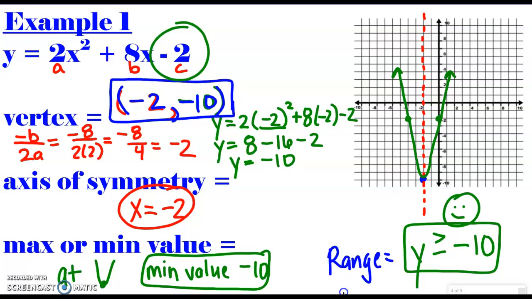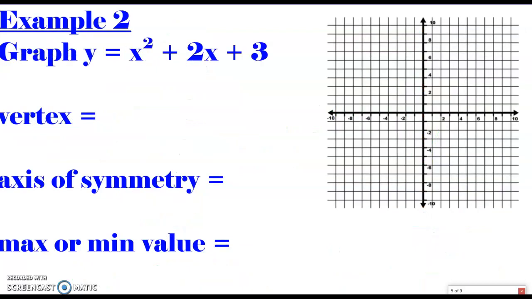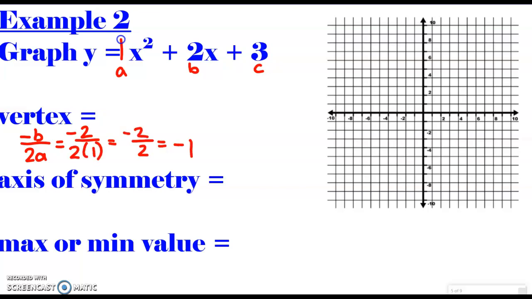All right, let's look at another one. Here we can see a is 1, b is 2, c is 3. For the vertex, negative b over 2a to find the x-coordinate would be negative, b is 2, over 2 times a, which is 1. So we've got negative 2 over 2, which is negative 1. So the x-coordinate of that vertex is negative 1.